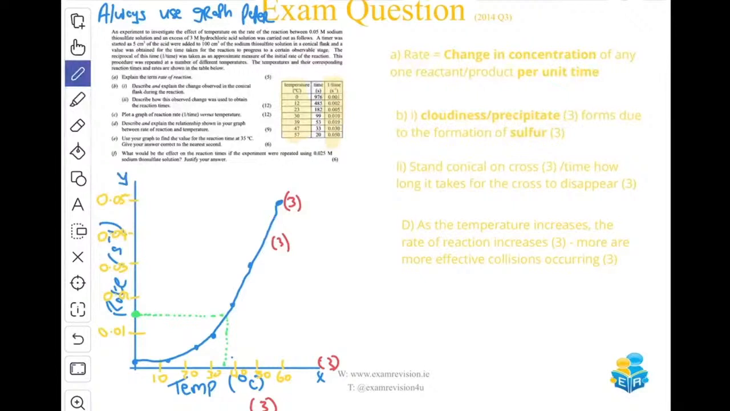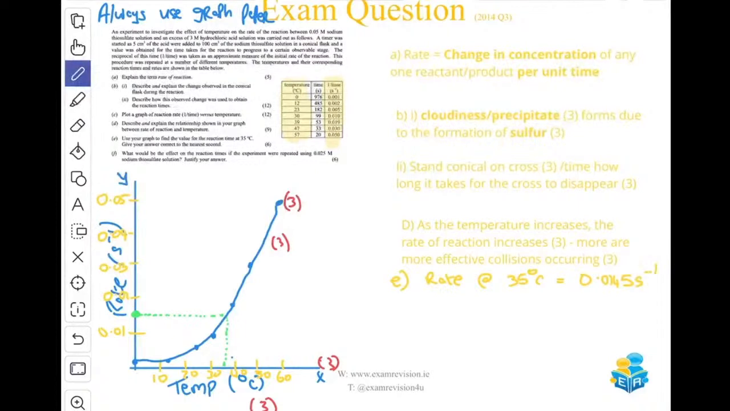So part E, the rate at 35 degrees Celsius is equal to, I'm going to say, about 0.0145 seconds to the -1. But that is your rate. You have been asked to find the value of the time.